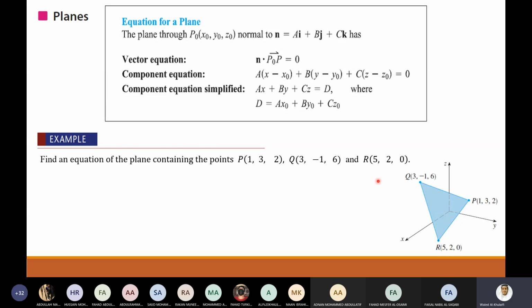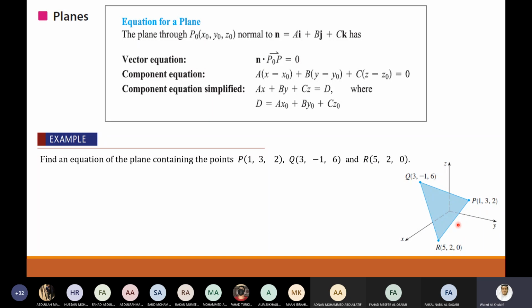Now the question says this: find an equation of the plane containing the points P, Q, and R. So I need a plane containing these 3 points here. How do I work it out? Keep in mind, for a plane I need a normal vector n, and I need a point on the plane. A point, I have 3.